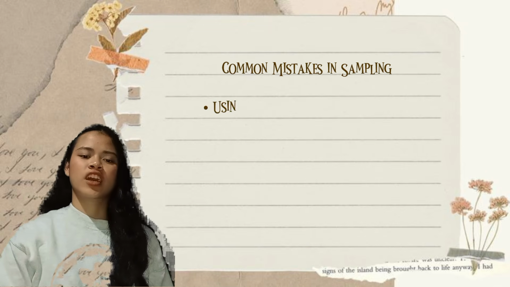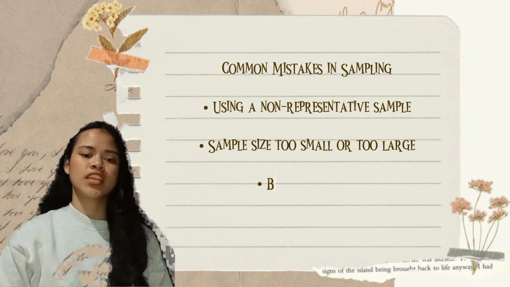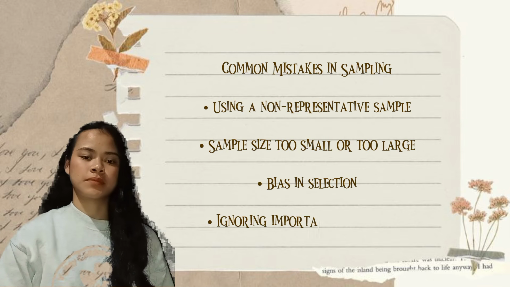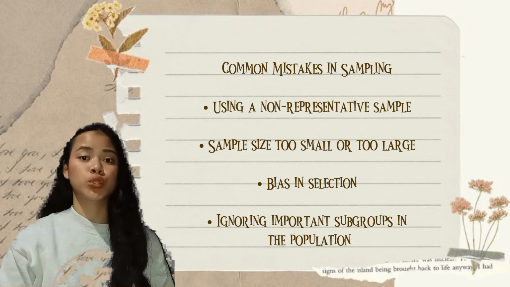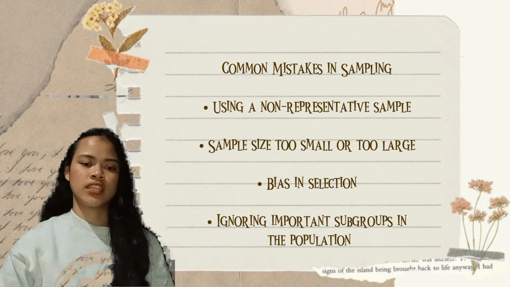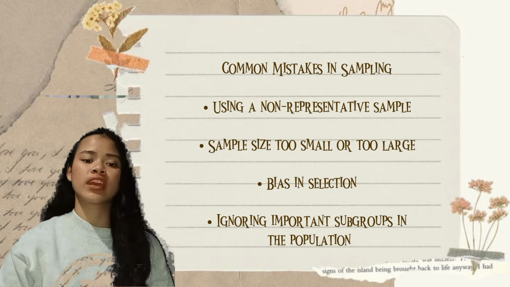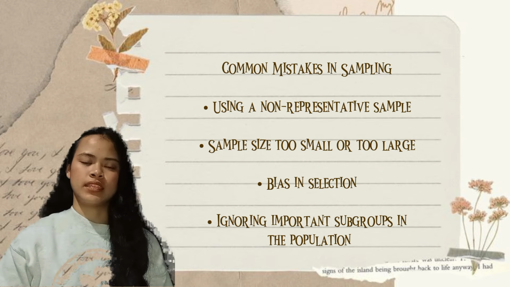And what are the common mistakes in sampling? It includes the following. First, using a non-representative sample. Second, sample size that is too small or too large. Next, bias in selection. And the last one is ignoring important subgroups in the population. Avoiding these errors protects the credibility and validity of the research findings.